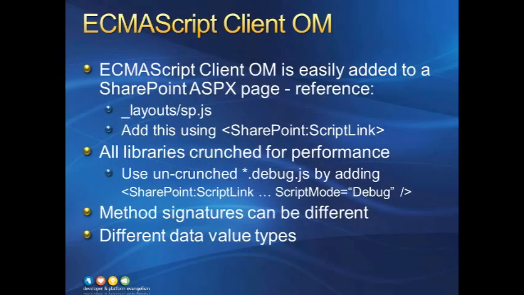If you need to look at the client object model implementation, see some of the methods, everything is well documented in the SDK, but if you need to see the source of the JS file that's actually coming down to troubleshoot something in your code, there is an uncrunched version. It's the sp.debug.js file, and you can tell SharePoint that you want to load that one by saying the script mode is equal to debug, and that would reference the sp.debug.js file. Although you want to make sure you don't do this in production. You want to use the crunched file for performance reasons.